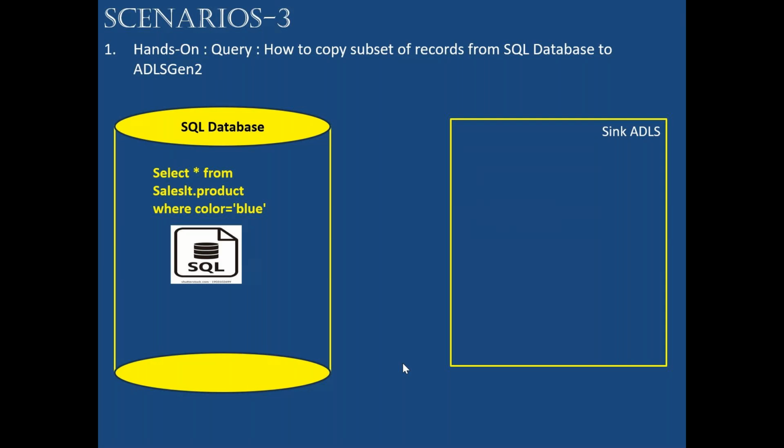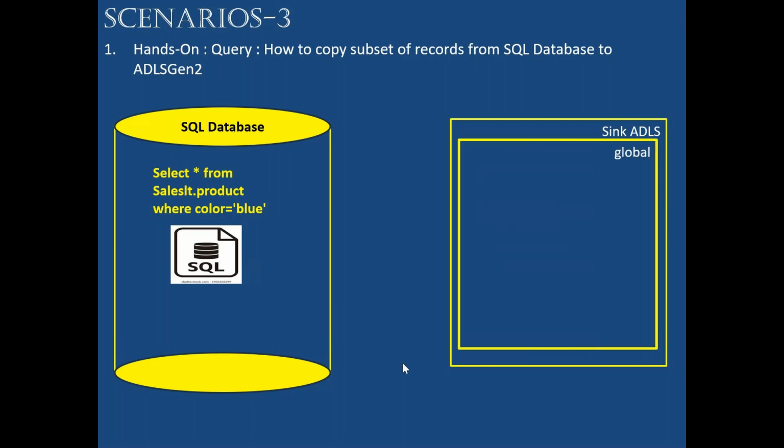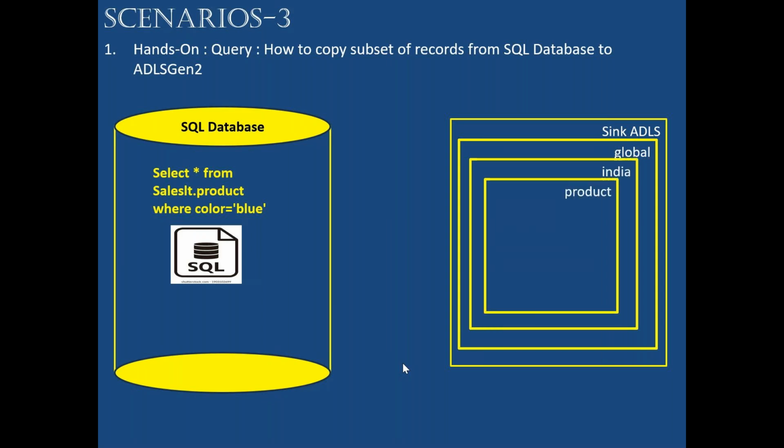So this query I'll be executing, and whatever result is coming, I'll be loading under the global India product folder. I'll be loading the data as products.csv. Clear, team? This is scenario number 3, very important. Now this color, today you are passing blue, tomorrow you want to pass black, and in the next one you can think of doing it as red or some other product.